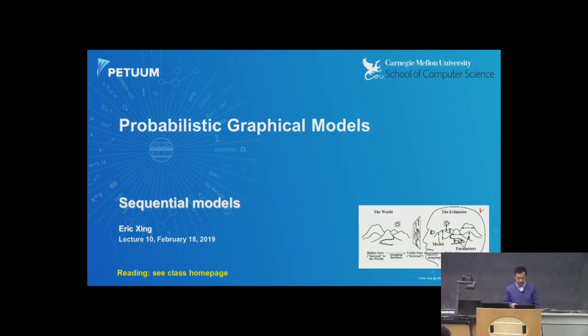Okay, so let's get started. Last time, if you still recall, we played with the Gaussian graphical models a little bit, right?